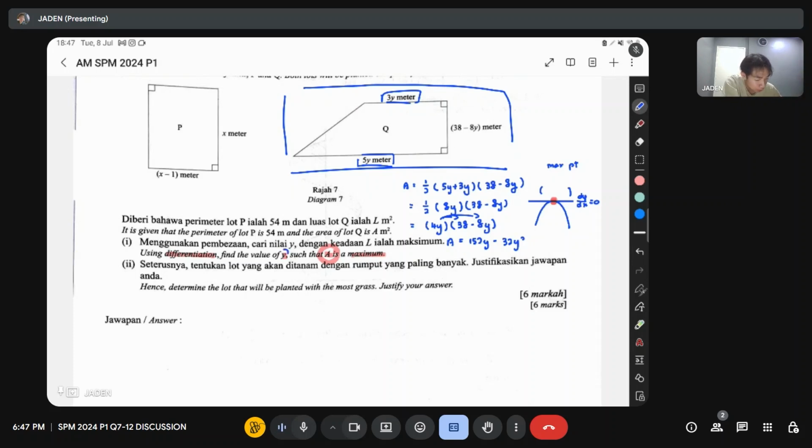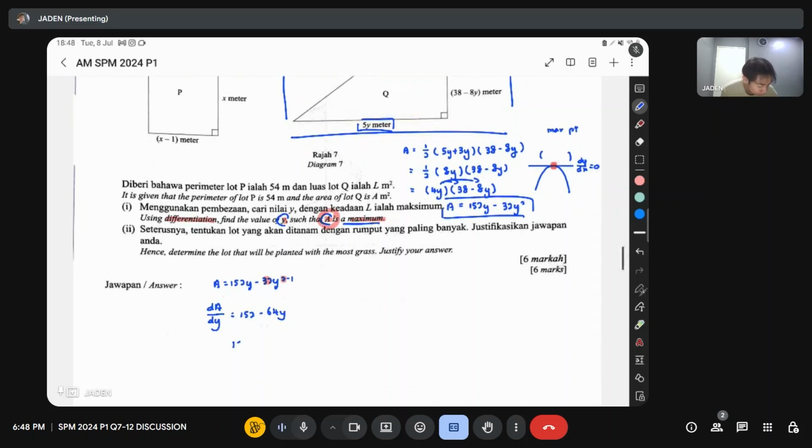If I want to find a y value when my area is maximum, right, then I just have to do this. I do differentiation. This is equation A, 152y minus 32y squared. I differentiate, dA/dy. Make sure you follow the equation here because you have y, of course, it's dA/dy. So you get 152 minus 64y. Maybe some students still might ask, sir, how do you get 64? Okay, 2 times 32 is how much? 64. Y power 1 minus 1, you get power 1. So 64y.